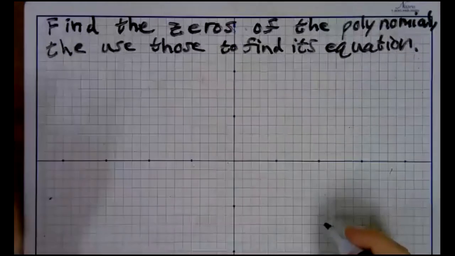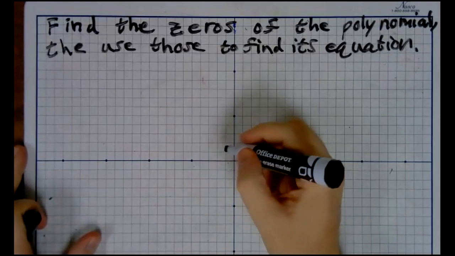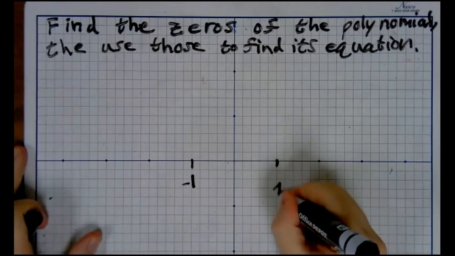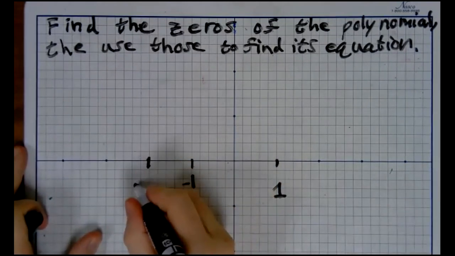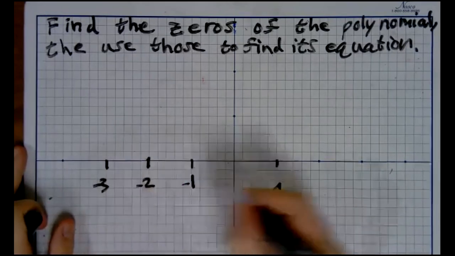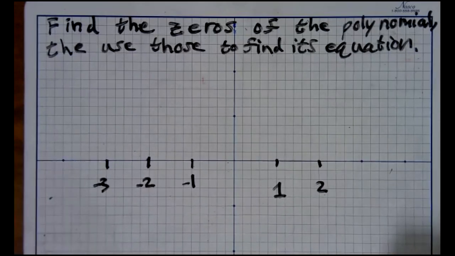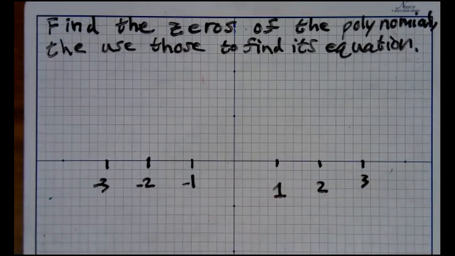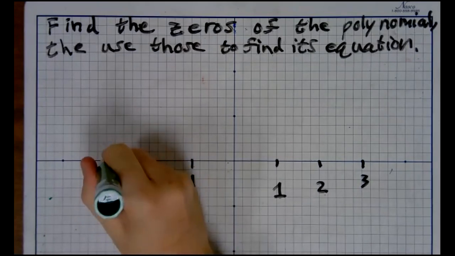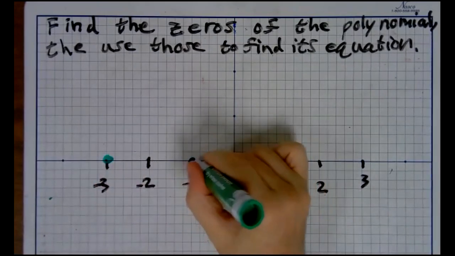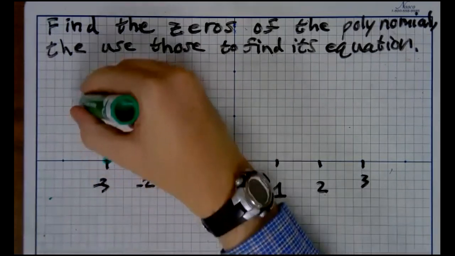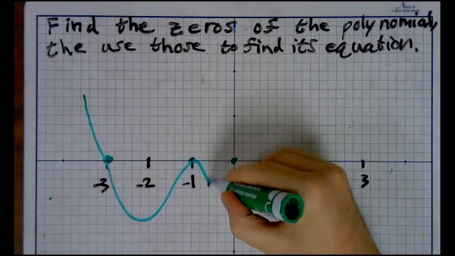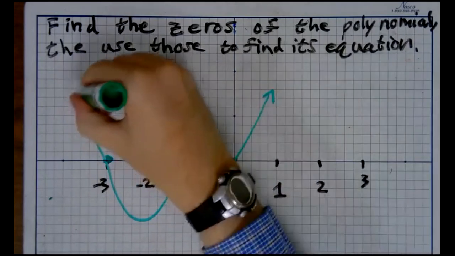Let's say that our graph looks something like this. In the name of making things a little bit clearer, I'm going to mark the zeros here. And say that our graph looks something like this.